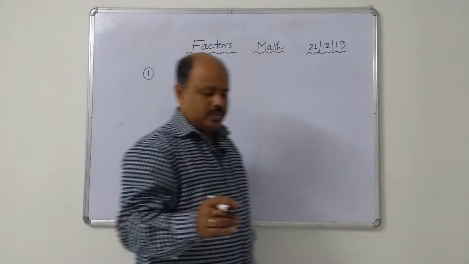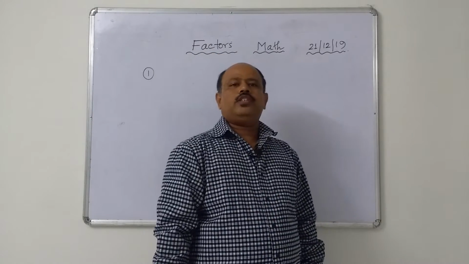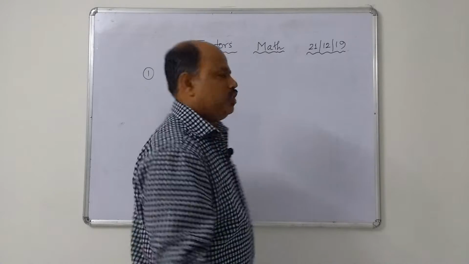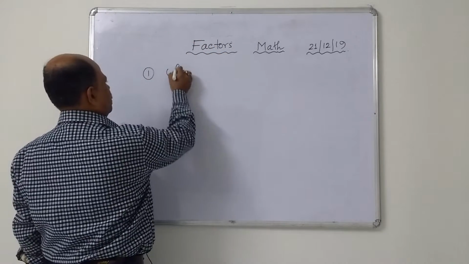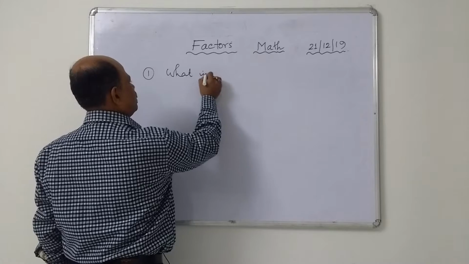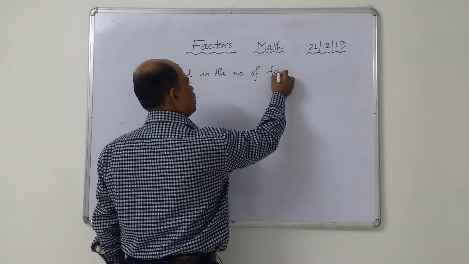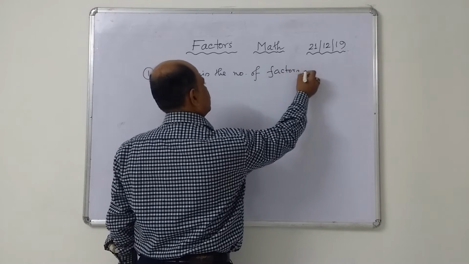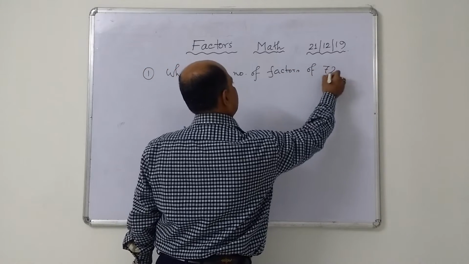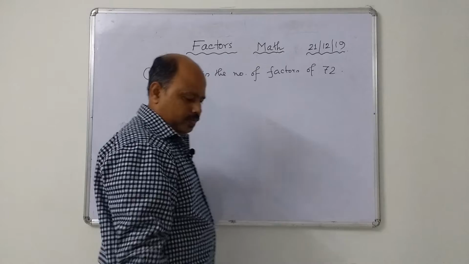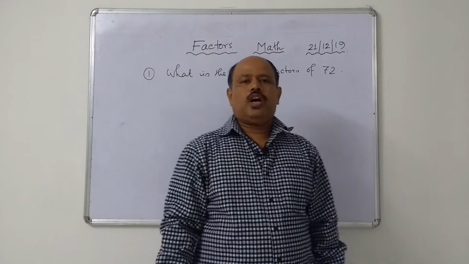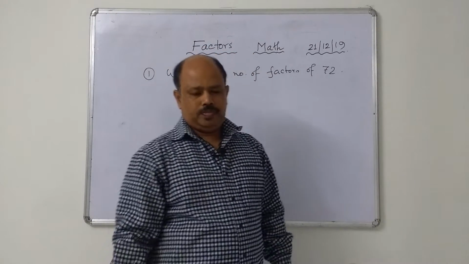Question is, what is the number of factors of 72? That means how many factors of 72?